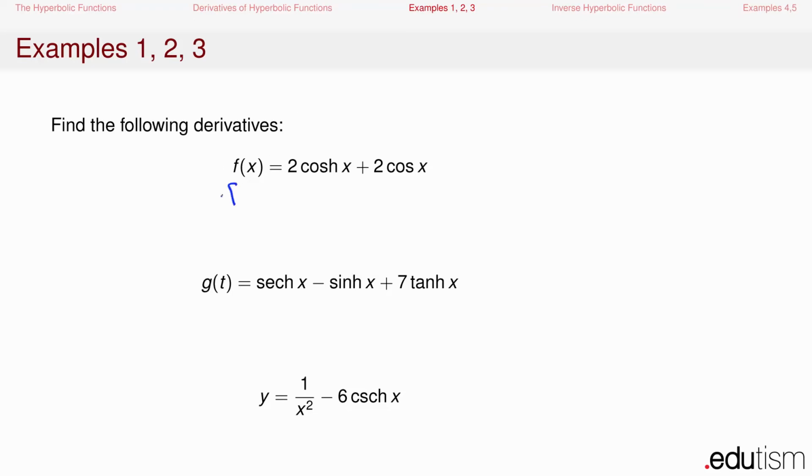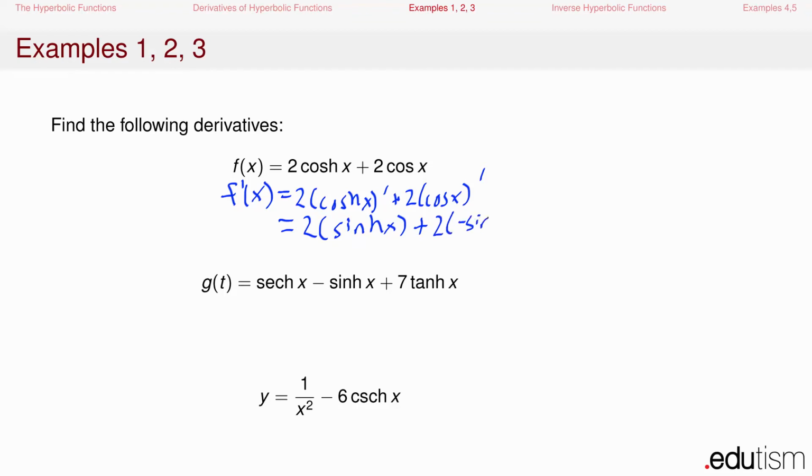So the first step in doing this derivative is to use the sum and constant multiple rules to split it up. So we've got 2 times the derivative of cosh of x plus 2 times the derivative of cosine of x. The derivative of cosh of x is just sinh of x, while the derivative of cosine x is negative sine x. This simplifies to 2 sinh of x minus 2 sine x.